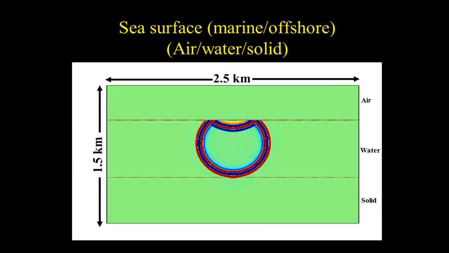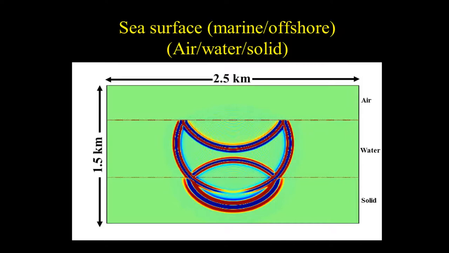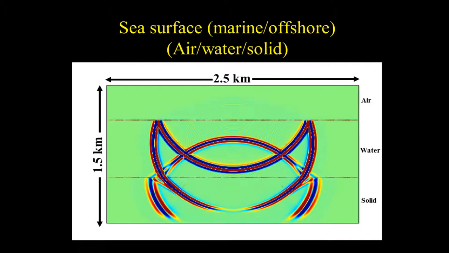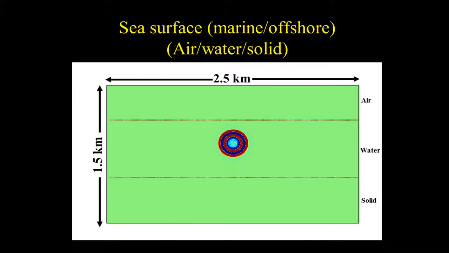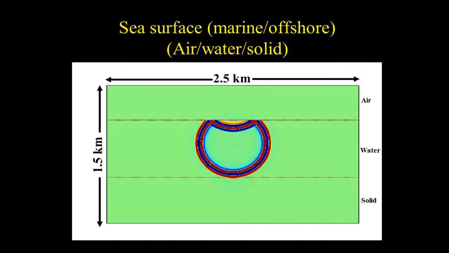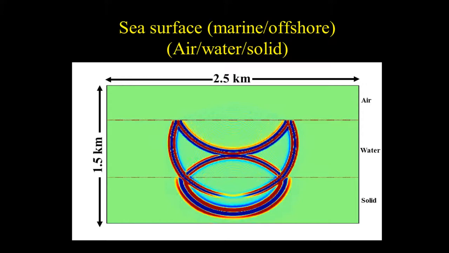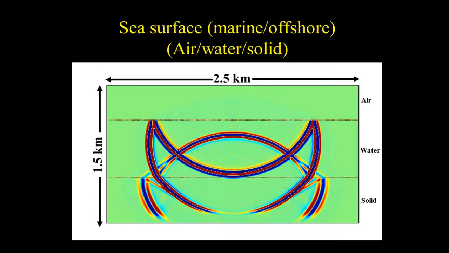There is a lot of new information. No wave escapes to the air. The wave propagation is limited to water and solid, that is, in the ocean crust. We call the air-water interface a free surface. So the sea surface is a free surface. Notice that in the solid, we have two waves, P and S waves, while in the water, we only have P waves.